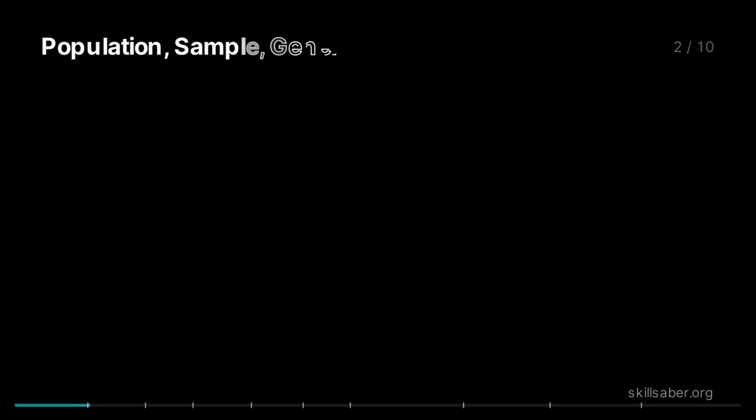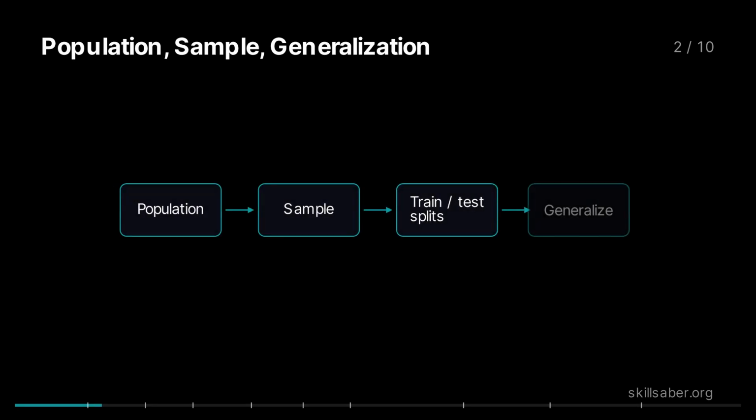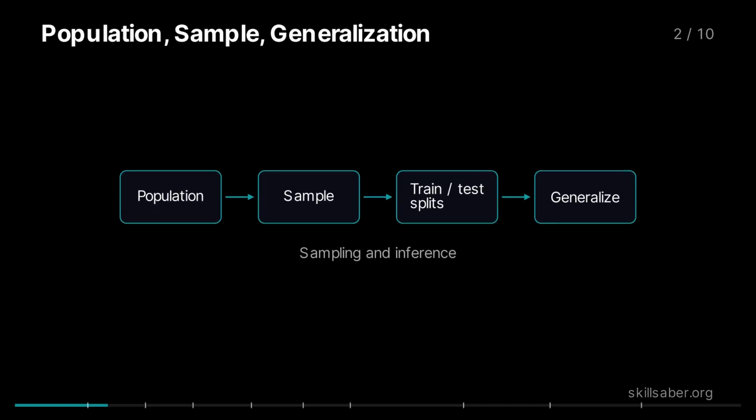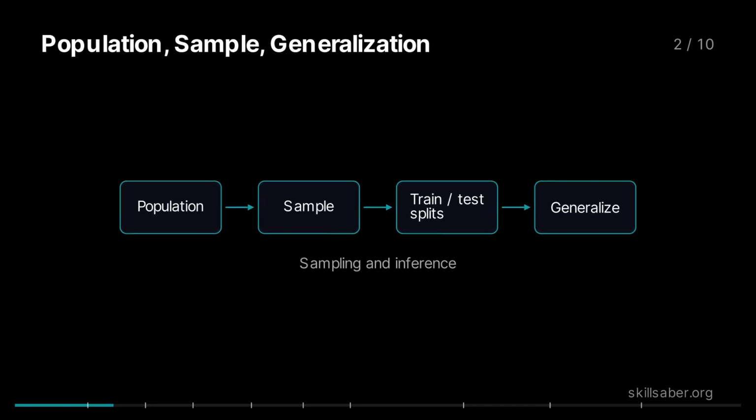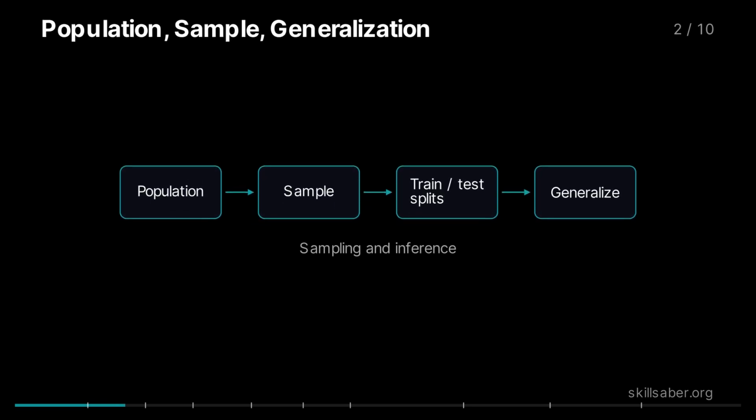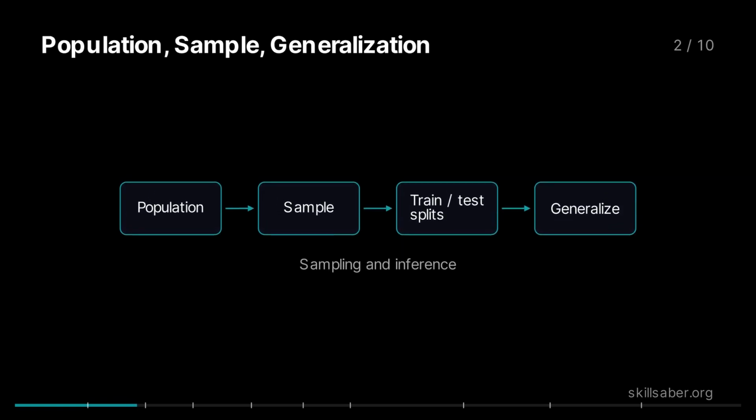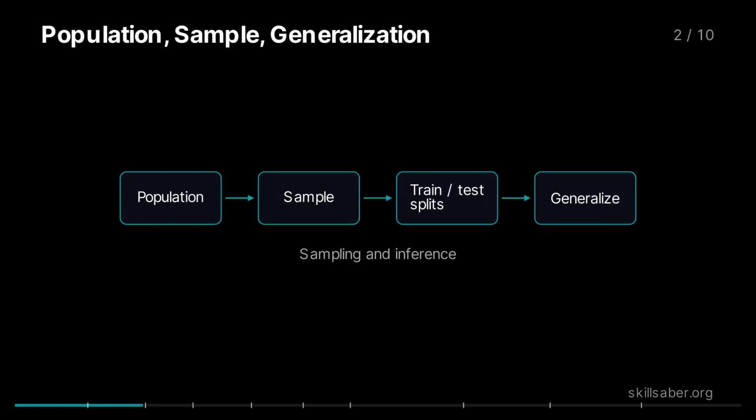The population is every individual of interest. A sample is a subset. Sampling selects it. Inference concludes about the whole. Models train on one sample and evaluate on another. The goal is generalization, performing well on the population, not just the rows the model saw.